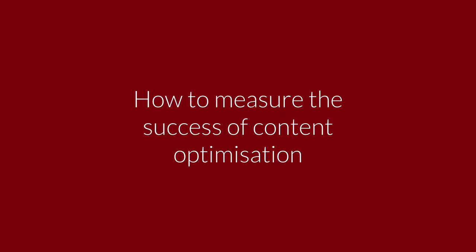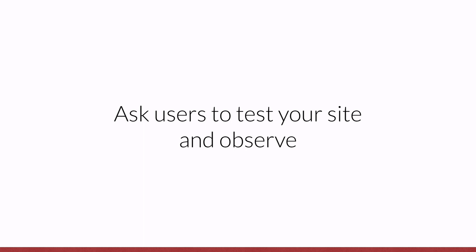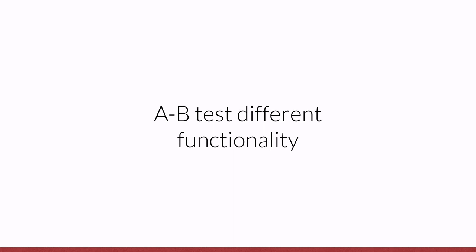So how do you measure the success of your content optimization? With all our content optimization, it's important to measure. The first thing to do is ask users to test your site and observe them. In asking your users to test your site, you're able to measure their response to how you adapted your content across each device.